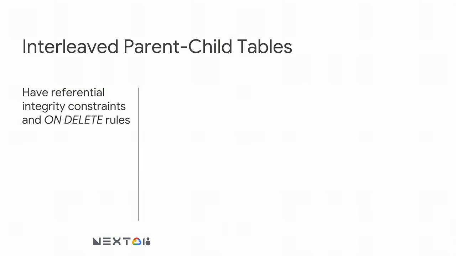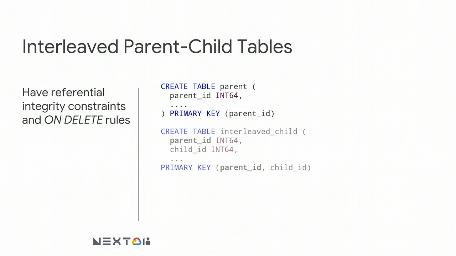As Sammy already mentioned, the interleaved parent-child relationship does have referential integrity constraints and on-delete rules. So here we have a parent and a child. We've told it to interleave in the parent on delete cascade. Sammy's mentioned in detail about that. I'm going to just skip over it. But in this case, there is a foreign key constraint, and the child table key must reference the key of the parent. And in an on-delete cascade rule, you delete the parent, it deletes the children.